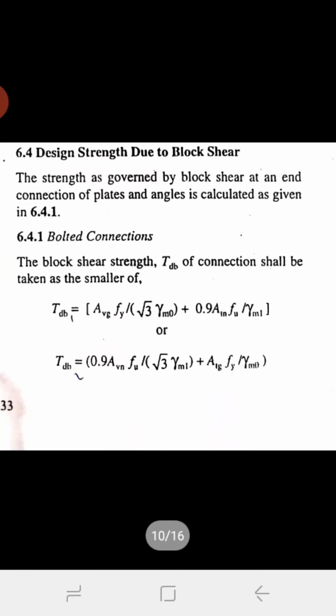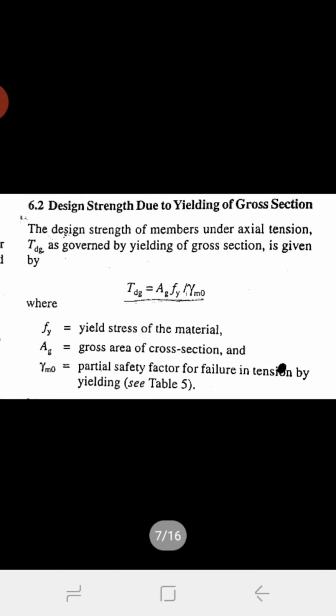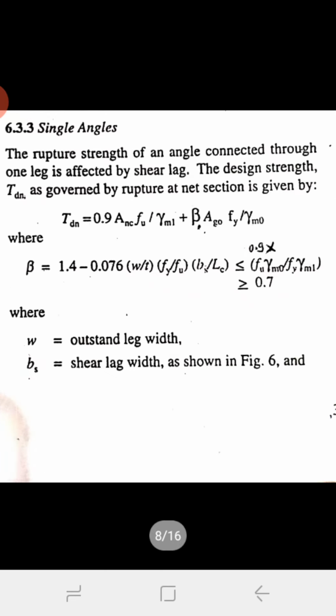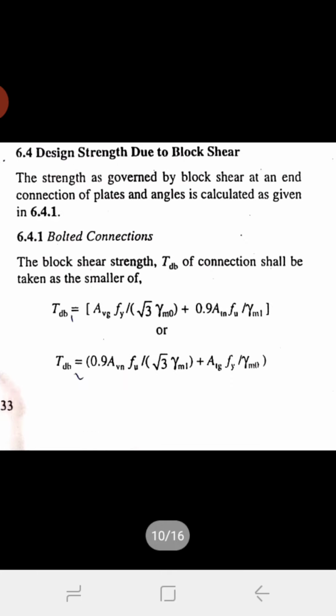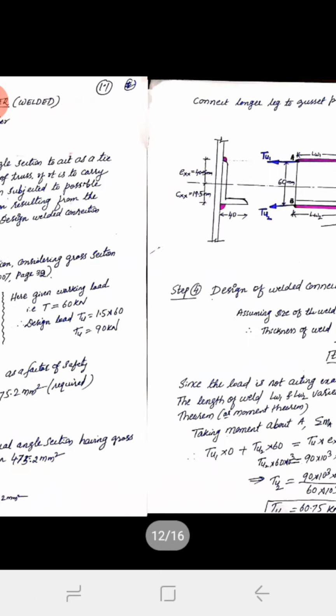Block shear strength formula is also given here. Even TDZ is given in IS 800 2007. This formula we have taken for checks, even TDN. Then this is how to take the block shear and the length of the weld, that is LC. This is the block shear strength formula given on page number 33 of IS 800 2007. Refer and calculate the strength.